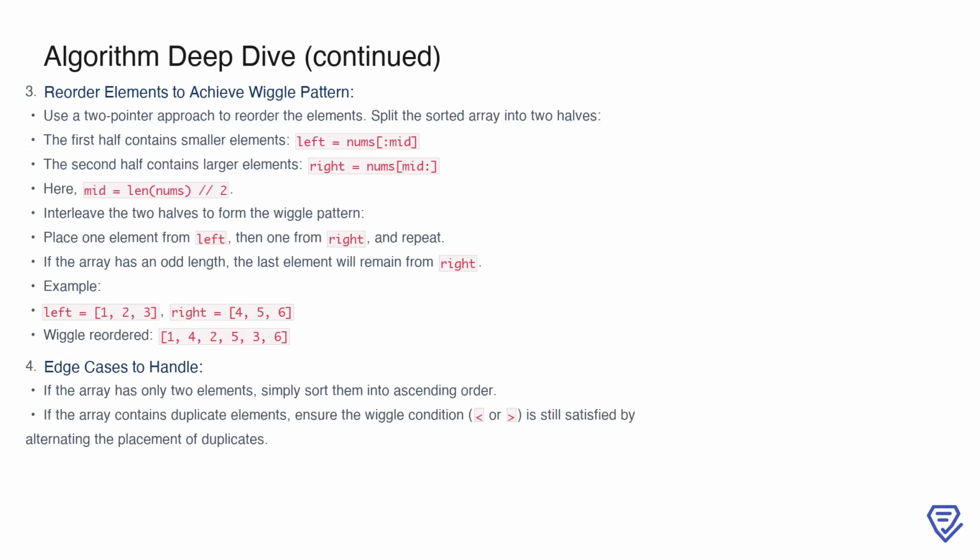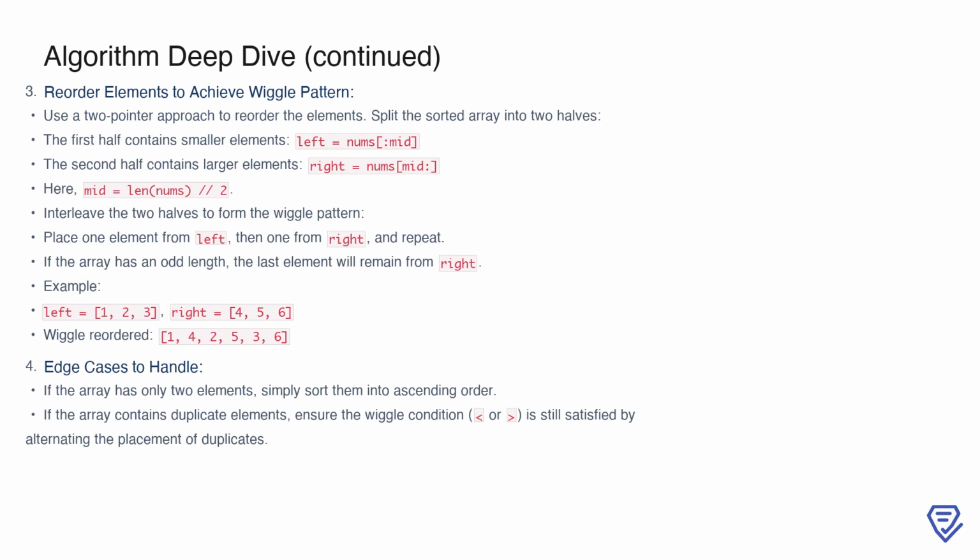After sorting, the elements need to be reordered to achieve the wiggle pattern. This is done using a two-pointer approach. The sorted array is split into 2 halves. The first half contains the smaller elements, while the second half contains the larger ones. For example, with the sorted array 1, 2, 3, 4, 5, 6, the first half would be 1, 2, 3, and the second half 4, 5, 6.